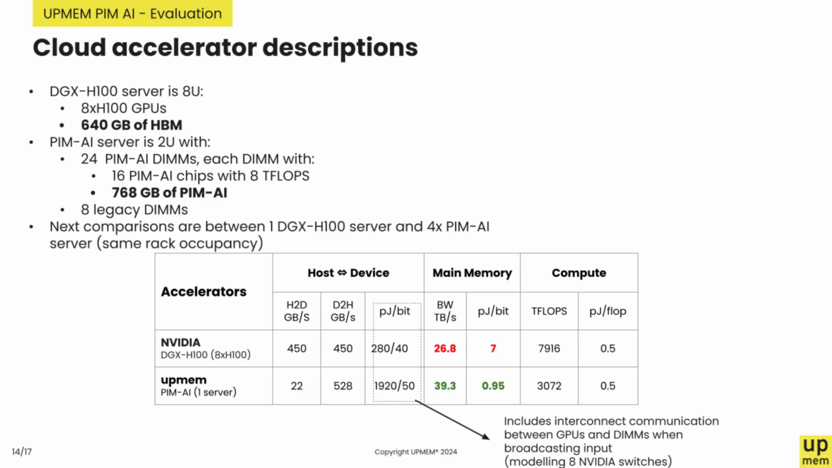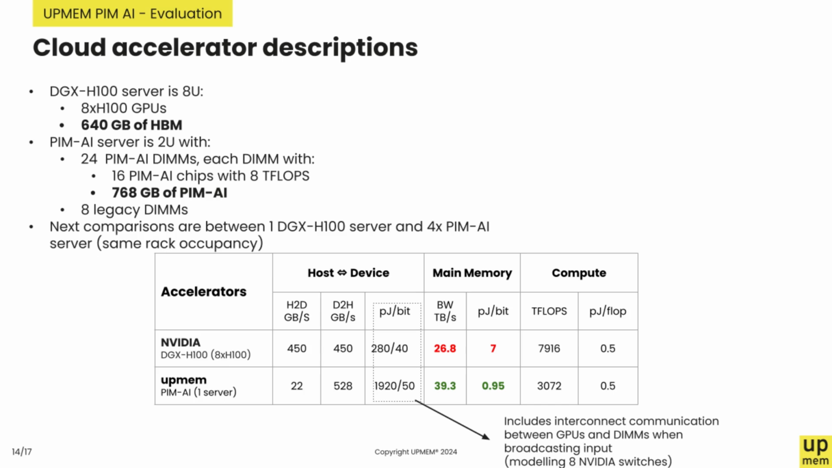So to be fair, we will be comparing one DGX H100 server and 4 PIM servers because they have the same rack occupancy. And you can see here the differences in the accelerator profiles that we fed to the simulator. So first, for the NVIDIA solution, we have the host-to-device and device-to-host bandwidth. And we see that we have quite a lot of bandwidth because we assume that all data can be kept in the GPUs. So we model 8 NVIDIA switches.